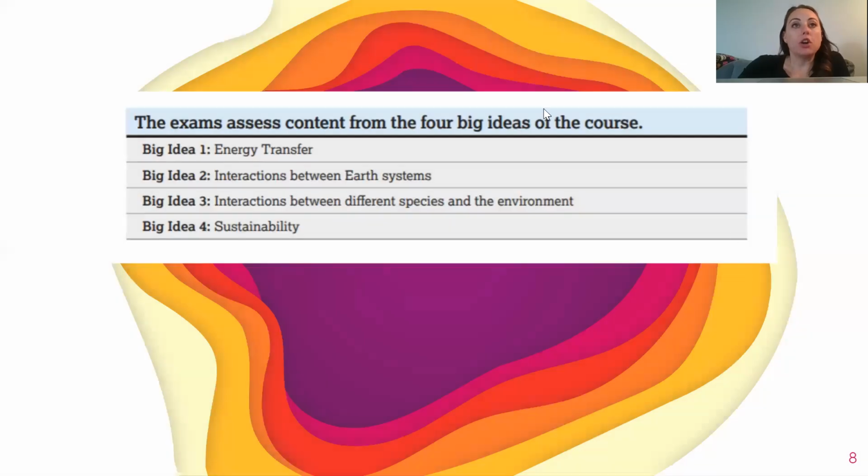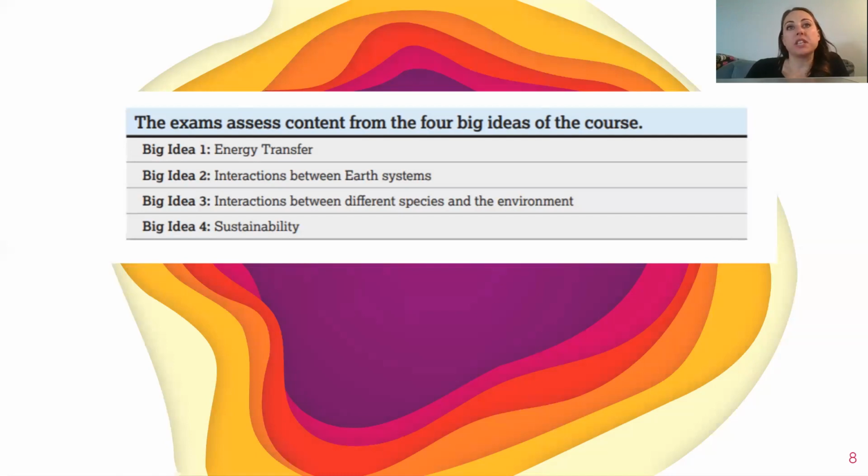Okay, so there are 4 main topics of this particular exam. The first one is energy transfer. So this has to do with photosynthesis, respiration, the cycles, all transfer energy and matter, as well as the movements between the trophic levels. You could talk about energy transfer from the sun. You could talk about energy transfer in terms of light or wind. So those are all components of big idea 1. So think units 1, 2, and 4.